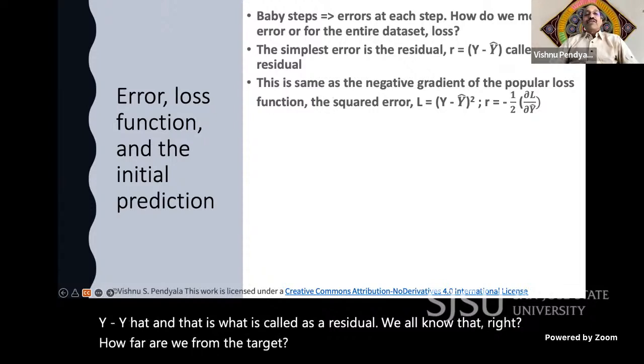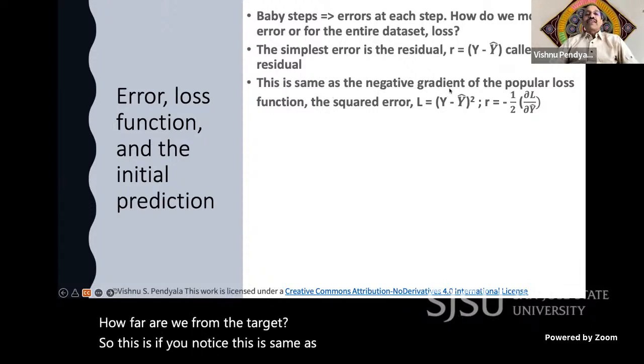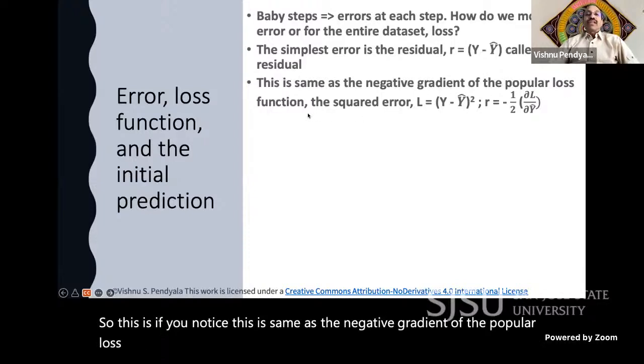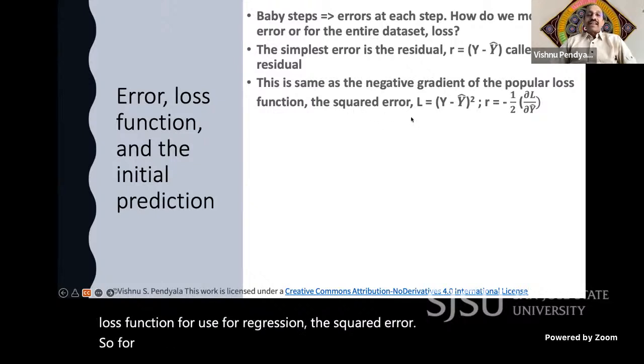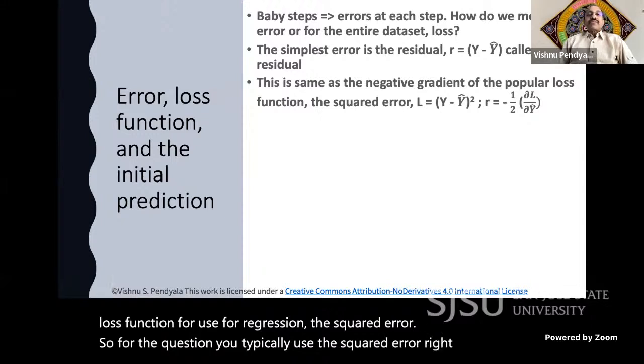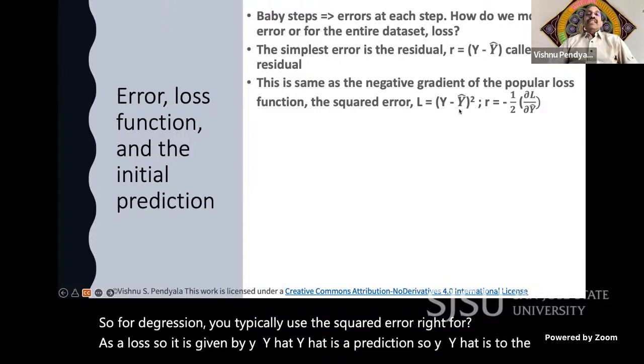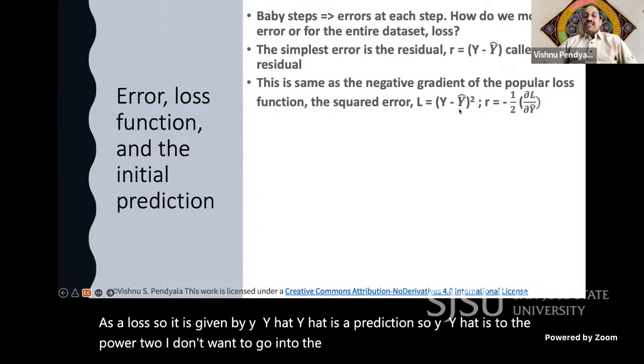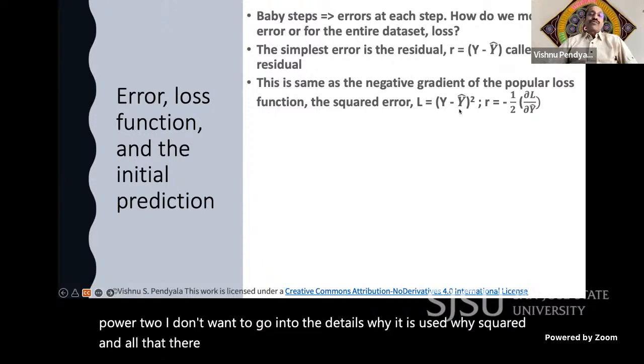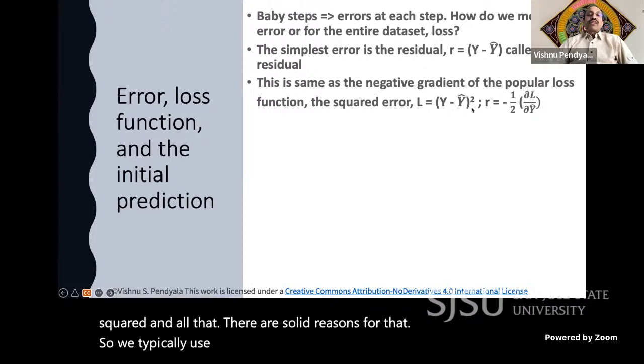So if you notice, this is the same as the negative gradient of the popular loss function used for regression, the squared error. So for regression, you typically use the squared error as a loss. So it is given by y minus y hat, where y hat is the prediction, all to the power 2. I don't want to go into the details of why it is squared and all that. There are solid reasons for that. So we typically use this loss function for regression.